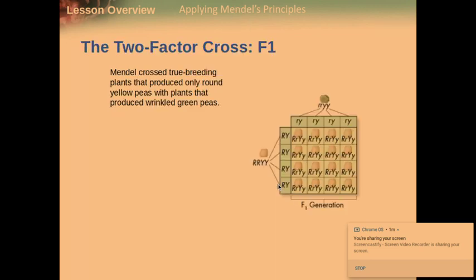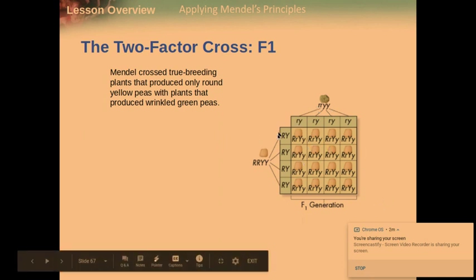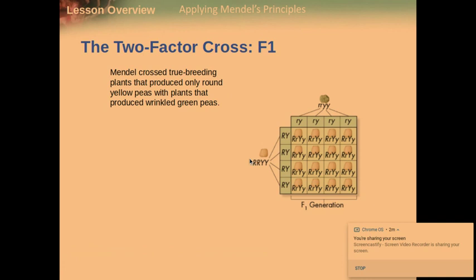So here's what this will kind of look like. Mendel crossed true breeding plants that produced only round yellow peas with plants that produced wrinkled green peas. So you can see here we have individuals that are homozygous dominant for both over here, and homozygous recessive for both here. So this is very simple, very straightforward. They're all going to be the same because they're all going to get the same combination.